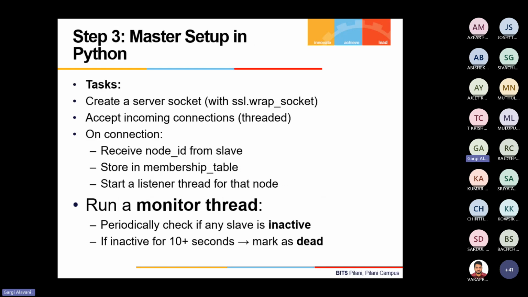Then the third step is how to set up the master. Here you create the server socket, then the master should accept the incoming connections, and once it has received a connection from the slave, it will store it in a table and ensure that it keeps listening to the slave. You can also run a monitor thread which will periodically check if the slave is active or not. If it is inactive for 10 plus seconds, you can mark it dead.